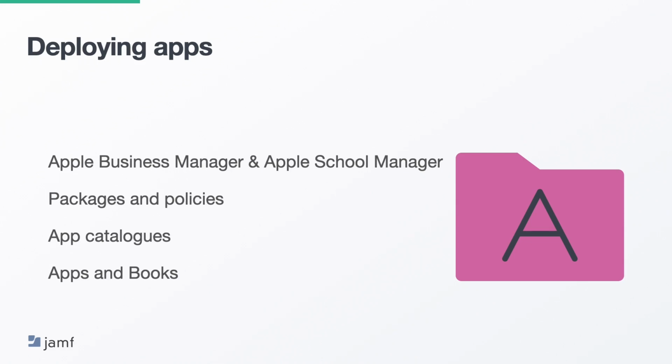Using app catalogs, like Jamf Pro's Self Service, puts the onus on users to select the apps they need for their own success. This empowers users to work with their IT department and identify what apps they need to get the job done, while allowing IT to offer a full catalogue of approved options for their users. We'll talk more about app catalogs further in this presentation.